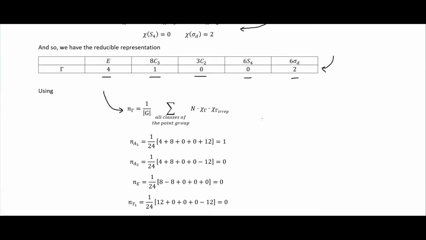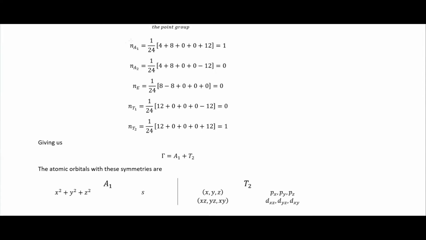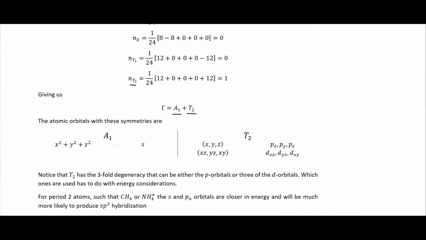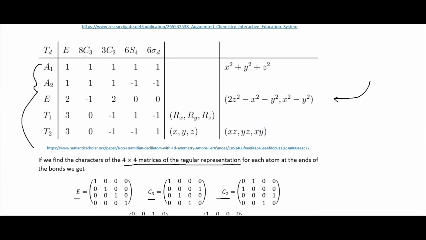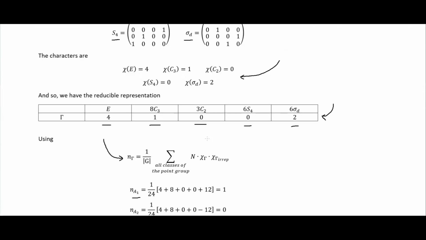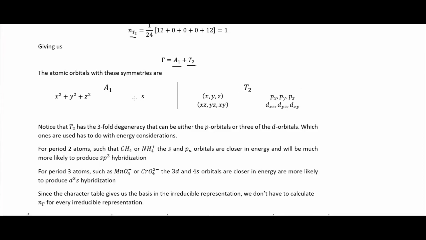And so we find that only the A1 and the T2 exist in this. So we have A1 plus T2. This gives us the atomic orbitals with these symmetries, the A1 and the T2, and we're taking these right from the character table. The A1 here and then the T2 right here. That's what we're looking at. The A1 is associated with the s orbital here. These ones here are associated with the px, py, and pz. These ones are associated with these 3d orbitals here.